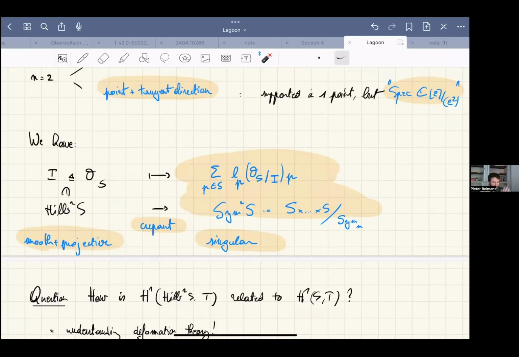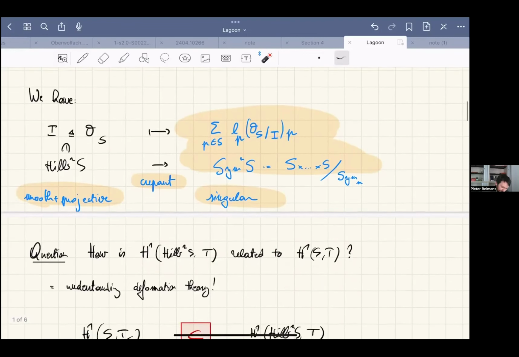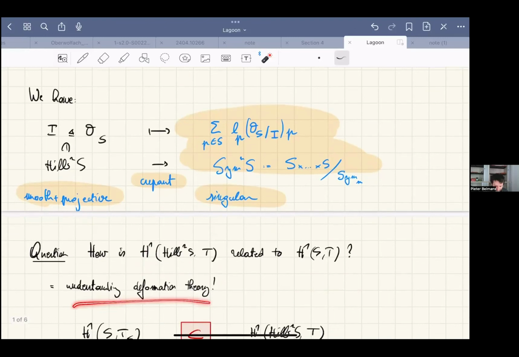We all have some fingers on our hand. Can we use our fingers to determine the dimension of this and the dimension of that? It can't get more down to earth than that, really. And so this is what I meant with understanding the deformation theory. I mean, we want to do a bit more, but let's keep it as down to earth as possible.